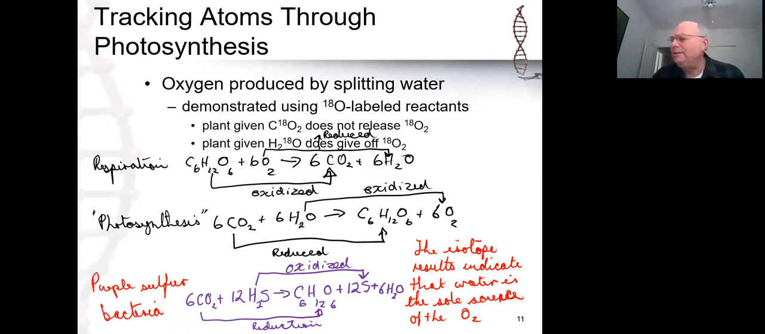So Van Niel had already discovered that the purple sulfur bacteria are actually using H2S as their source of electrons, and you get pure sulfur from that. If you go back and look at the picture of the purple sulfur bacteria, all those yellow blobs sitting inside each of the bacterium, those are blobs of sulfur. Those are the byproduct of the oxidation of H2S.